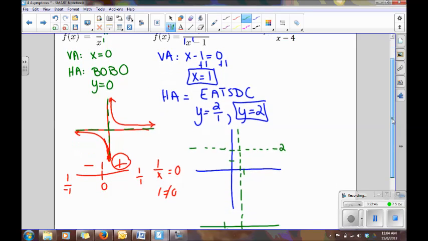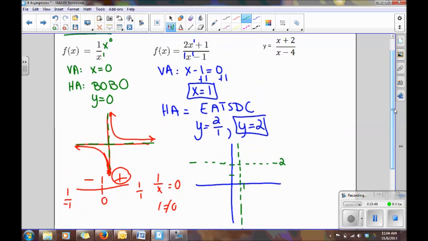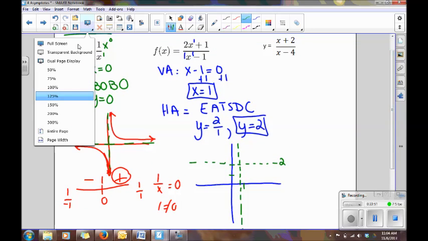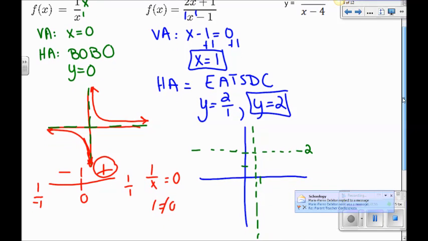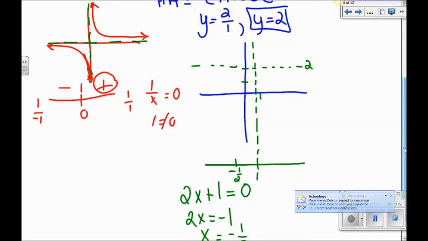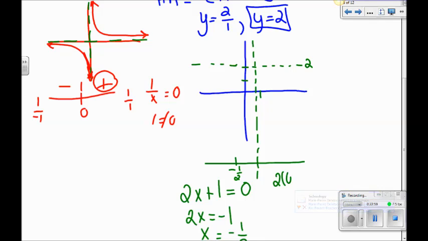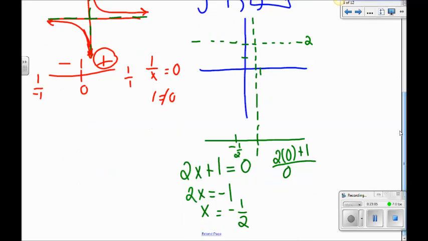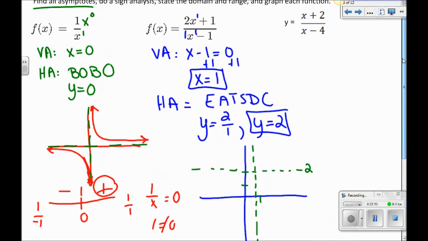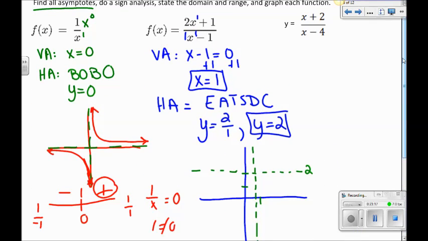And we can plug that into our original function. So we're doing 2 times 0 plus 1, divided by 0 minus 1. And that gives us 1 over negative 1, which is a negative number. So this is negative.